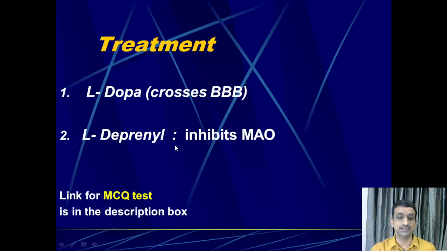Then L-deprenyl is one of its kind of drug which will inhibit the MAO, meaning monoamine oxidase. One of the monoamines is dopamine, so by inhibiting monoamine oxidase, destruction of dopamine will be limited, so that more dopamine is made available and the symptoms can be relieved.